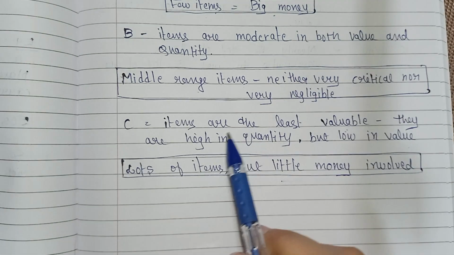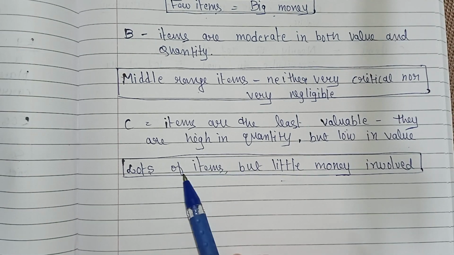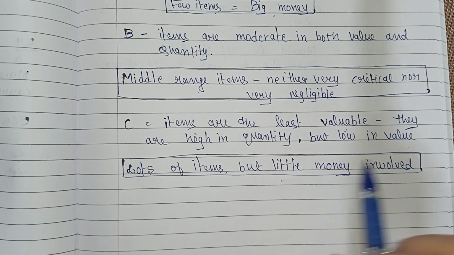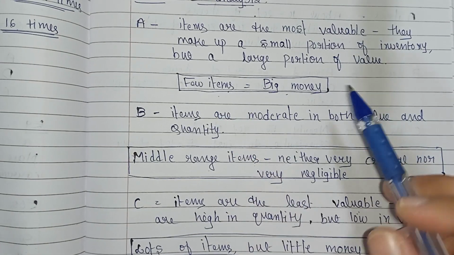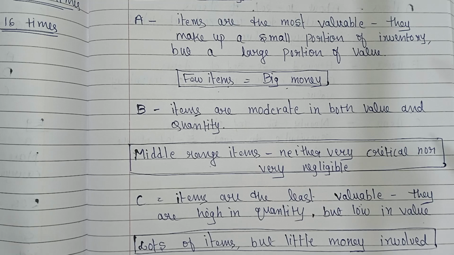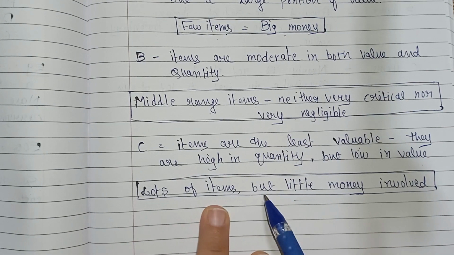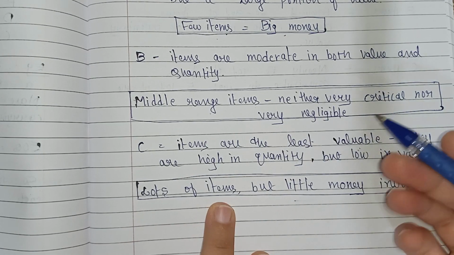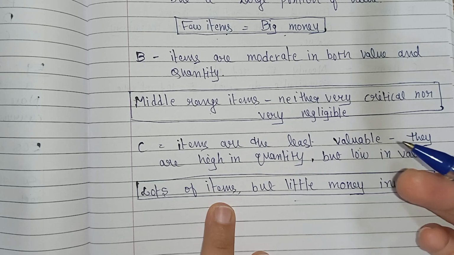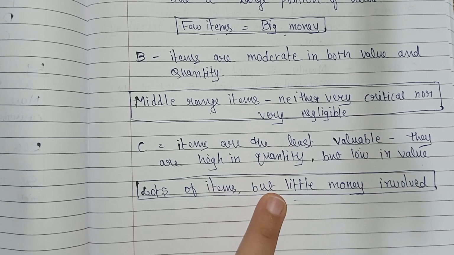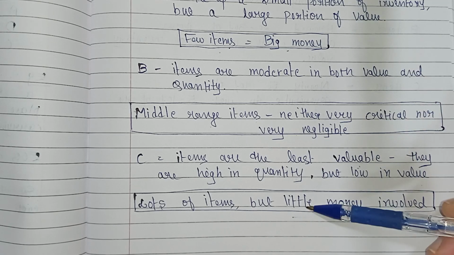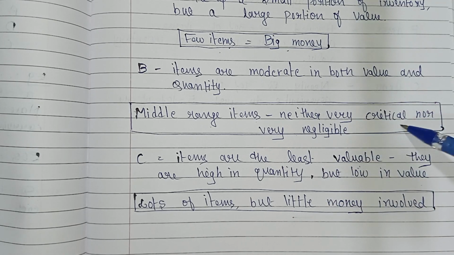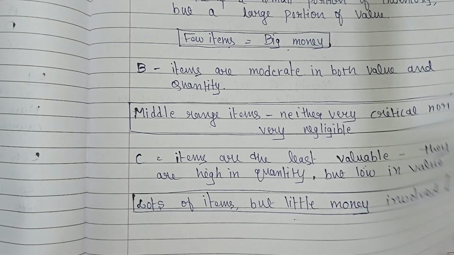Clear? See here, in simple words, C items means lots of items but little money involved. Here A means only a few items but big money, and C means many items but little money involved. And B items are in between A and C. They are neither very critical nor very negligible. I hope this is clear to you all.